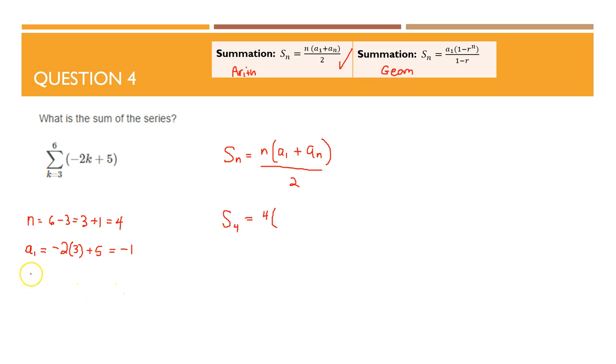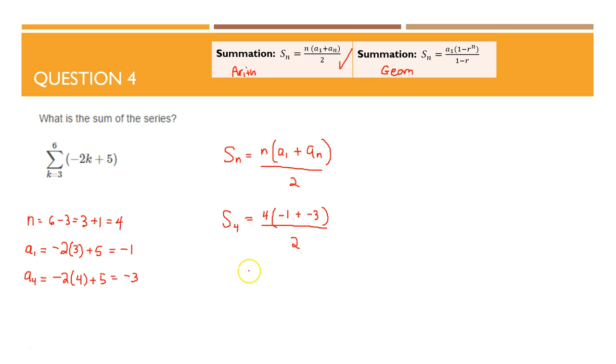How do I find the last term, or the fourth term of the sequence? That's from taking the 6 and substituting it into the equation. So it's negative 2 times 4 plus 5. Negative 2 times 4 is negative 8. Negative 8 plus 5 is negative 3. All right, so that is the last term. The first term is negative 1. The last term is negative 3.